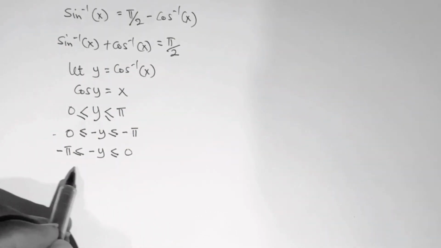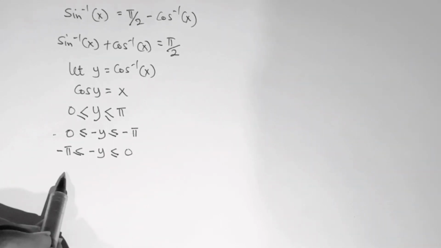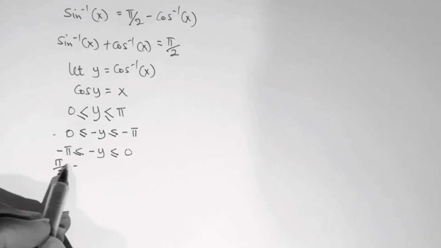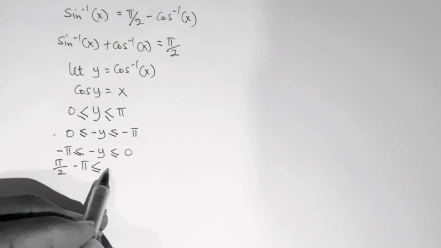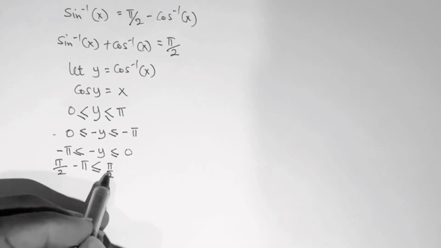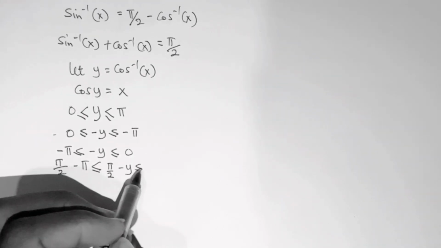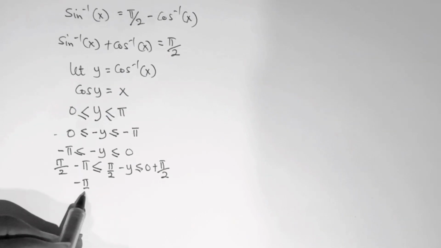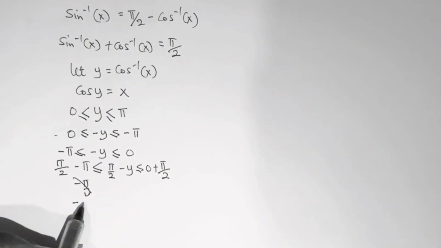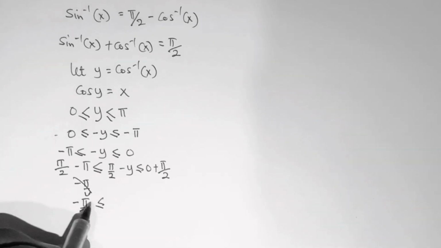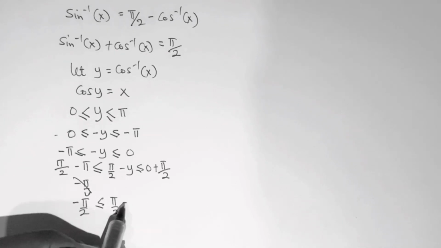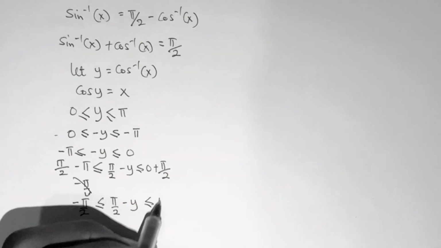Now let's add pi on 2 to every aspect of this inequality. So pi on 2 minus pi less than or equal to pi on 2 minus y less than or equal to 0 plus pi on 2. So it implies that pi on 2 minus pi is the same as minus pi on 2. So minus pi on 2 is less than or equal to pi on 2 minus y, which is less than or equal to pi on 2.